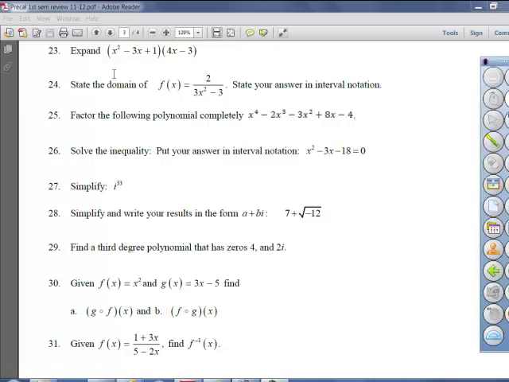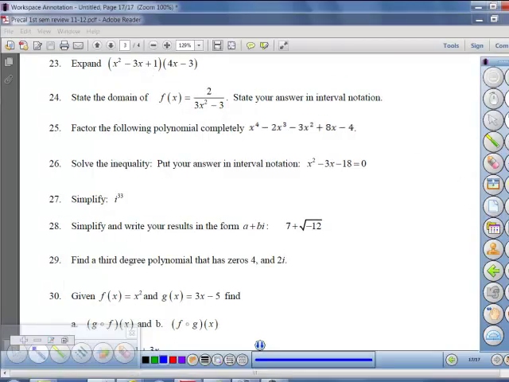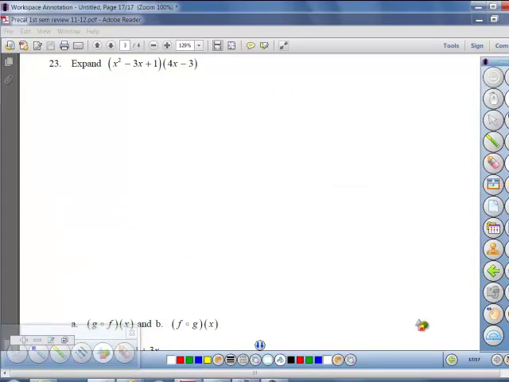Alright, so here we go. For number 23, it says that we need to expand it. So how do you guys suppose that we would expand it? Just multiply, okay? This one's not going to, I mean, it is what it is. I guess there's no trick to this.